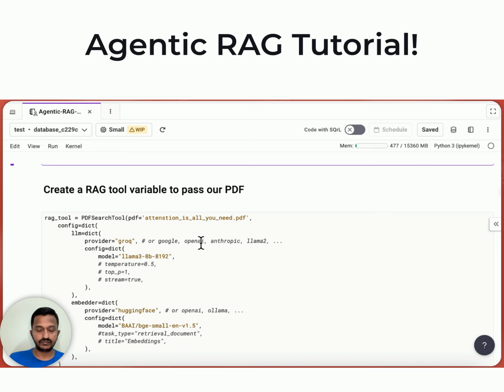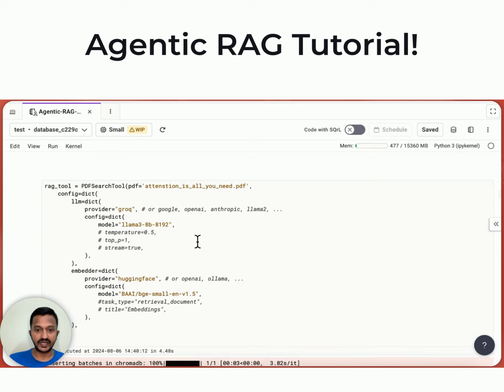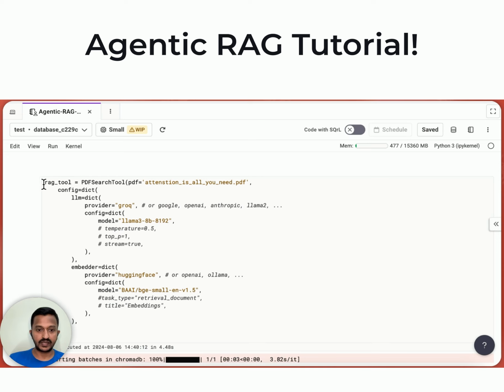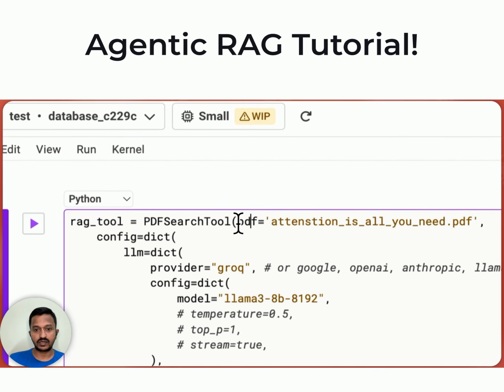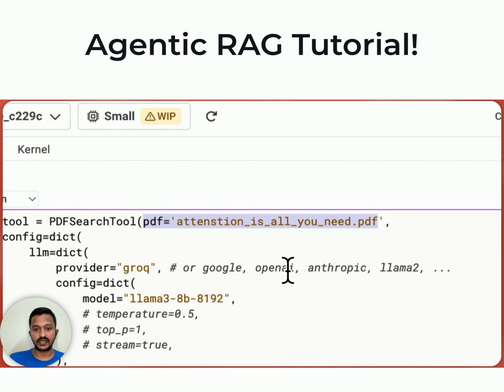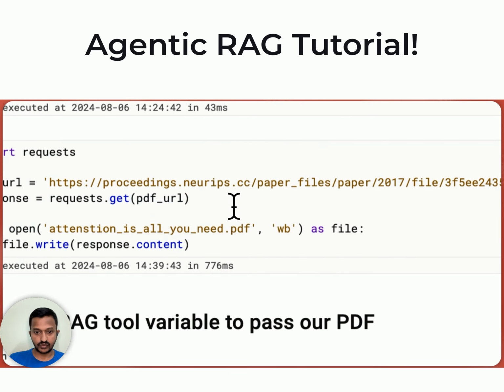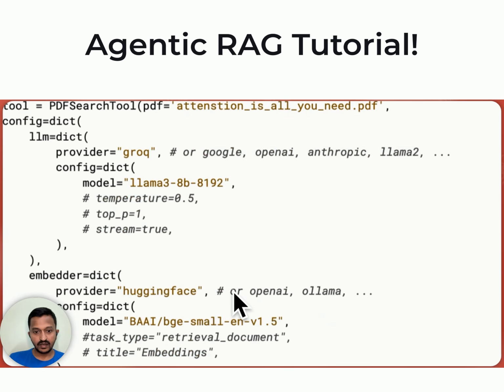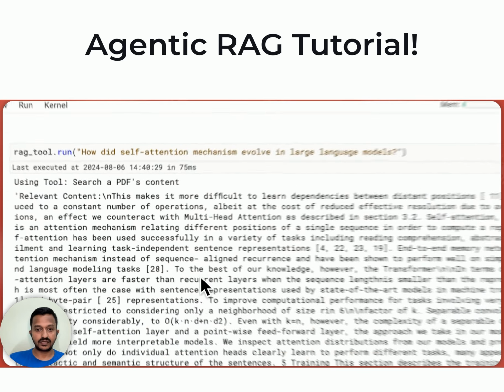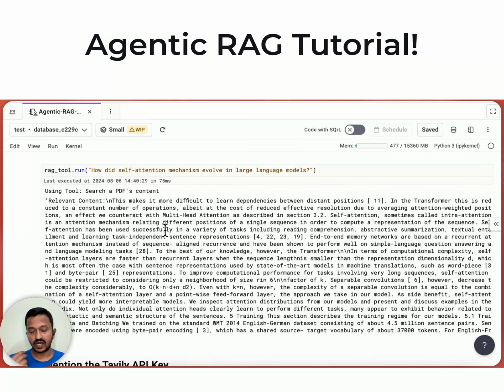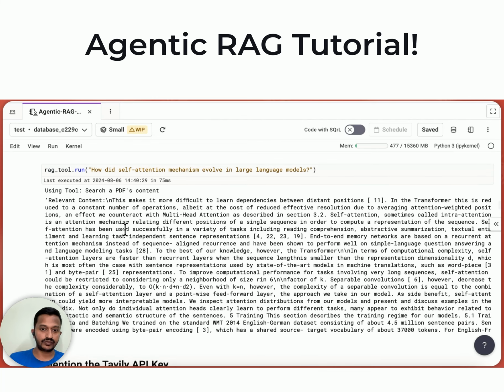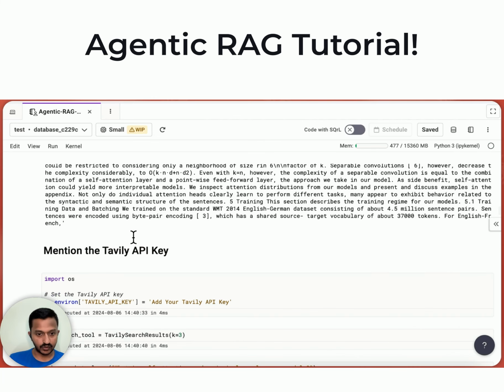Okay. So let's create a RAG tool variable to pass our PDF. Okay, that's what we are doing. We are building a RAG tool to pass our Attention Is All You Need PDF that we used here. And then we are asking a simple question like, how did the self-attention mechanism evolve in large language models? As you can see, it is going through the PDF and coming back with a response.